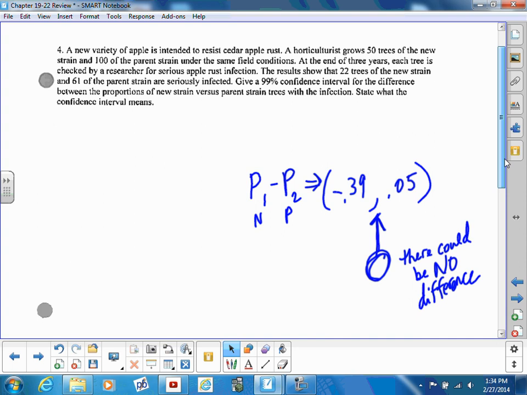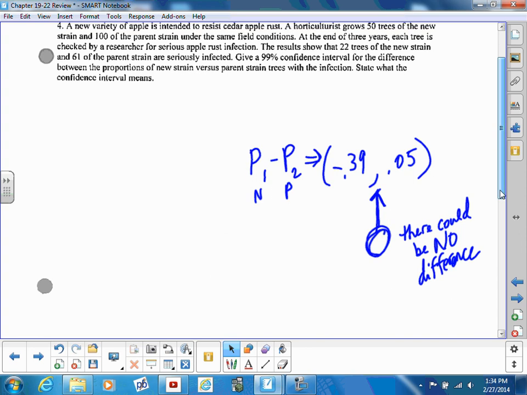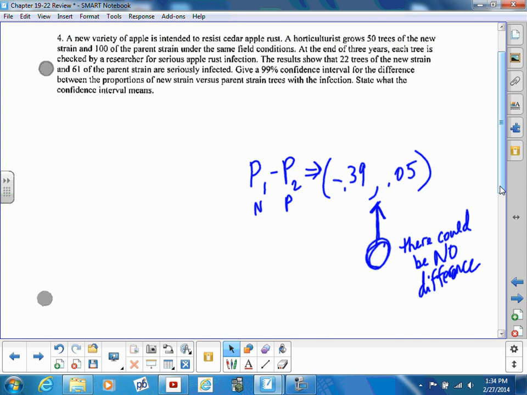I just wanted to, this is critical that you understand how to interpret an interval, because that's your job. Plugging numbers is just a small part of your job. Interpretation is the main part of your job. So look here. On this problem, I had the new strain as my P1 and the parent strain as my P2.